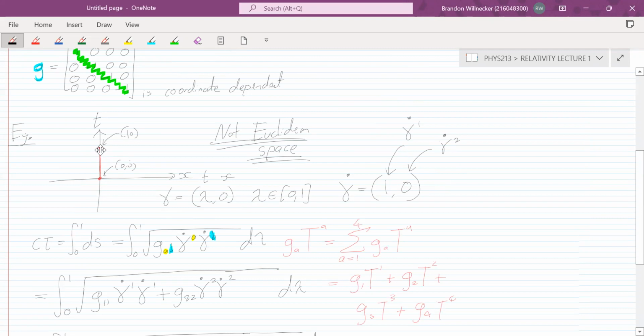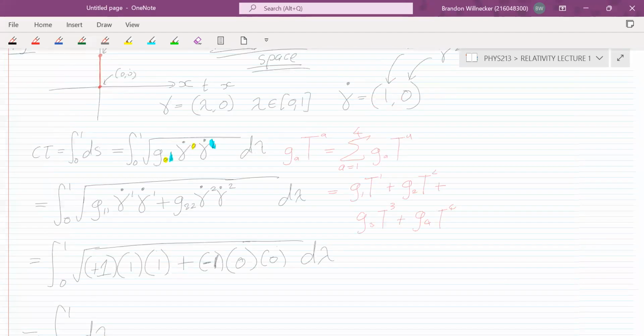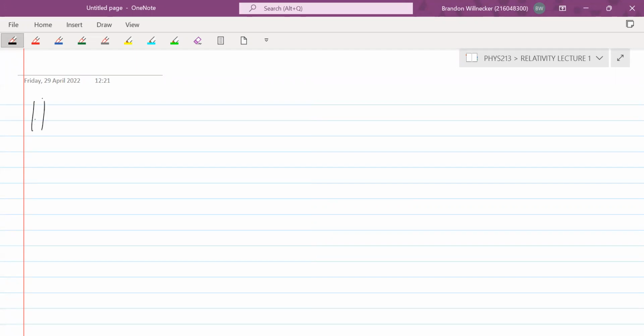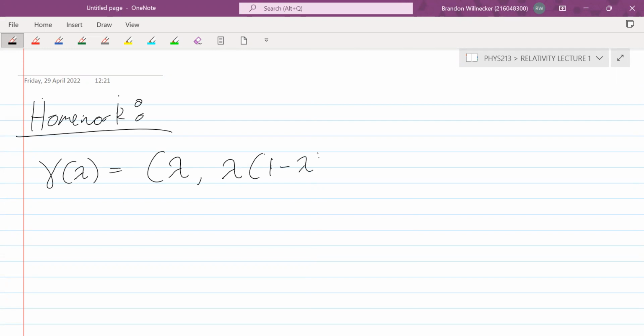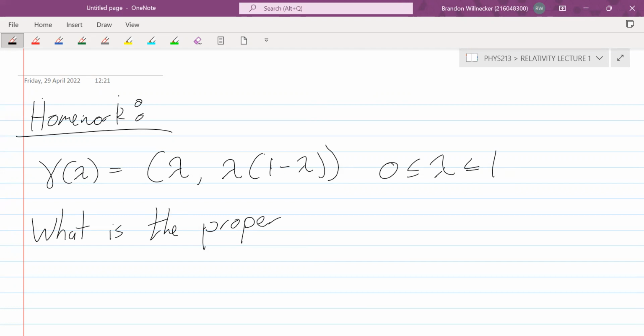Now for homework, I'm going to ask you to calculate the proper time for this space-time curve. Okay, so this is just a homework problem. So we have gamma of lambda. This is our world line, parameterized in terms of lambda as lambda, comma, lambda (1 minus lambda), where lambda goes from 0 to 1. That gives you the points along the space-time curve. Please tell me what is the proper length of this curve.